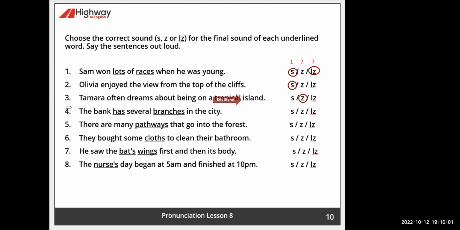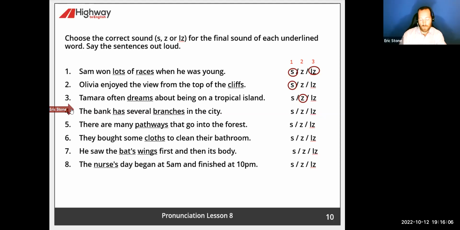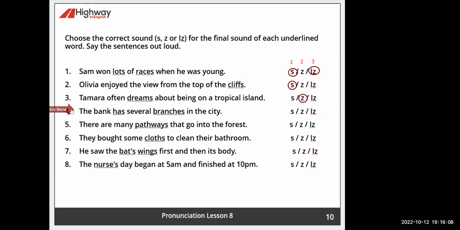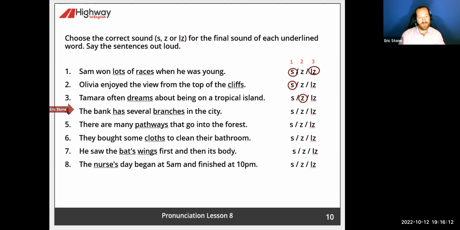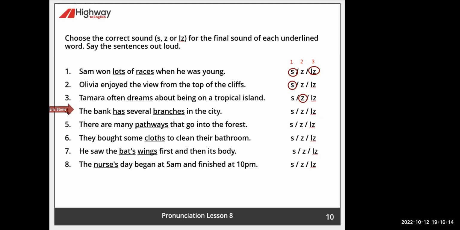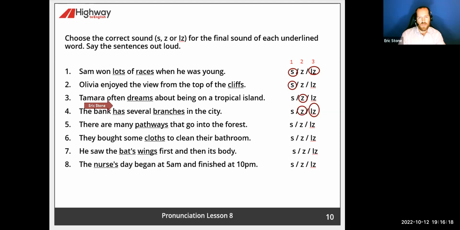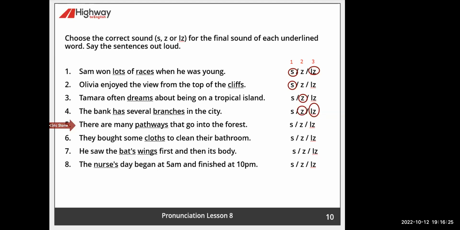Okay, number 4. The bank has several branches in the city. Okay, the bank has several branches in the city. It has, z, the second one. Branches, the third one. Good job. Number 5. There are many pathways that go into the forest. There are many pathways that go into the forest. Pathways is the second one. Second one, good.